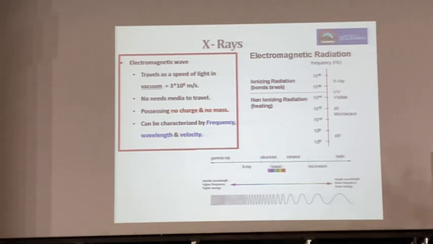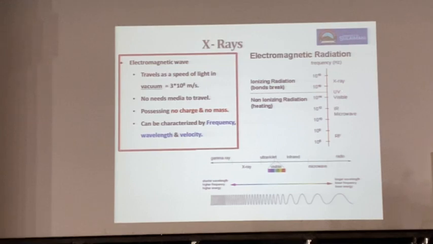X-ray has no mass, no charge, and needs no medium to travel. It can travel in a vacuum, in space, and its speed is about 3 × 10^8 meters per second in a vacuum. It is characterized by frequency, wavelength, and specific velocity. It is a type of ionizing electromagnetic radiation.